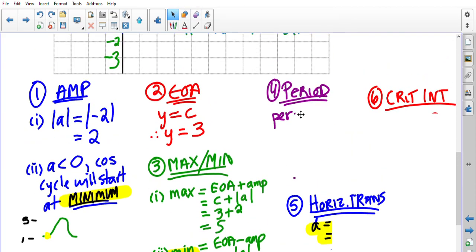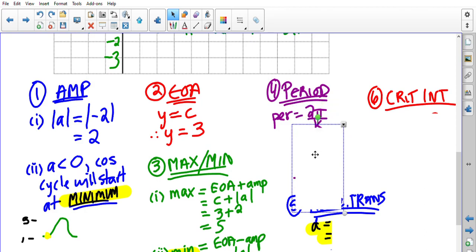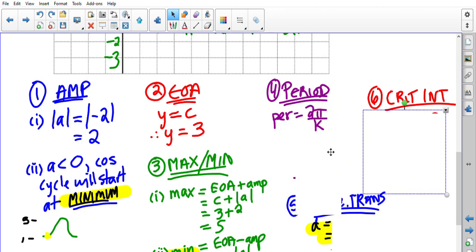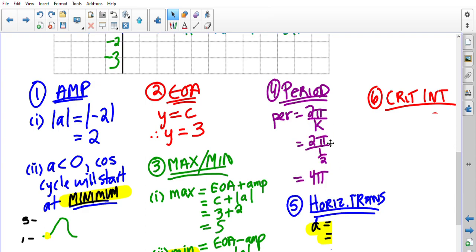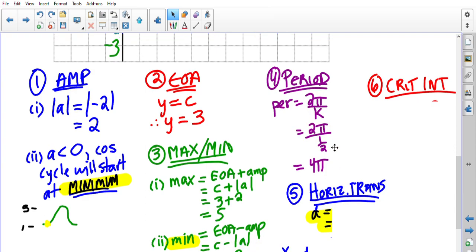All right, the period of the function. That's going to be 2 pi divided by k. That leaves us with 2 pi divided by 1/2. Remember, flip and multiply, so you get 2 pi times 2 over 1. So that's a period of 4 pi.